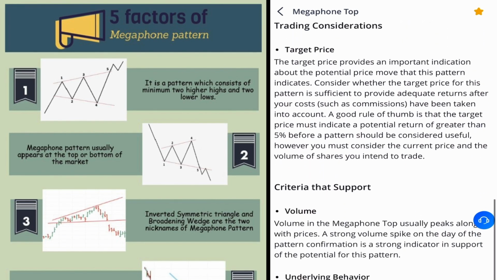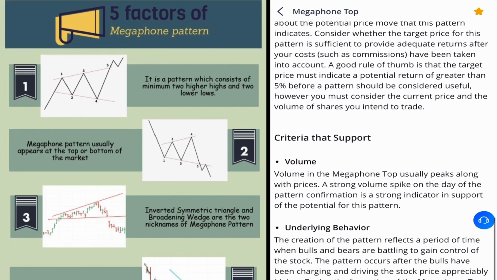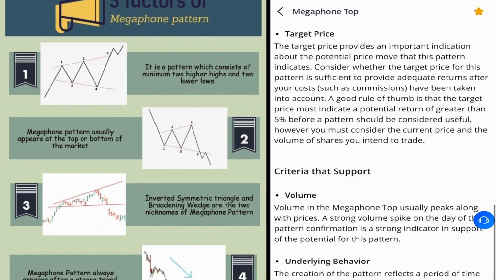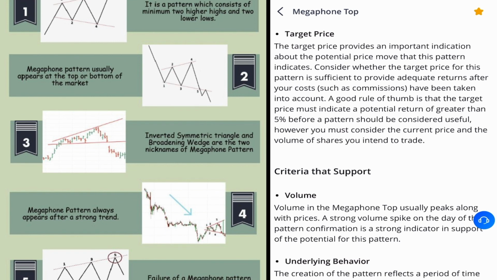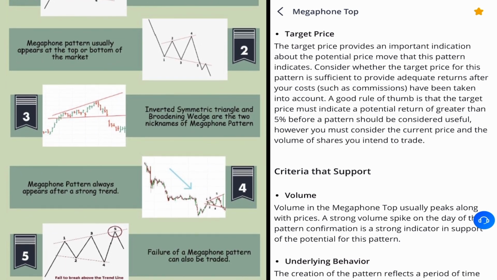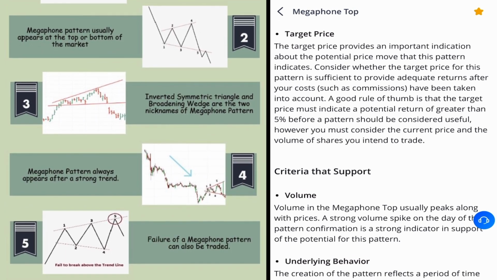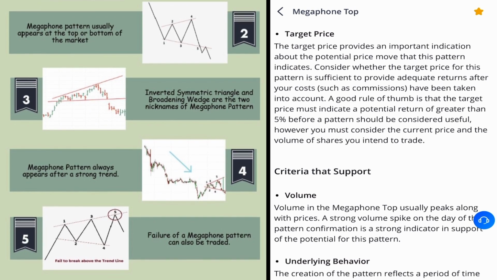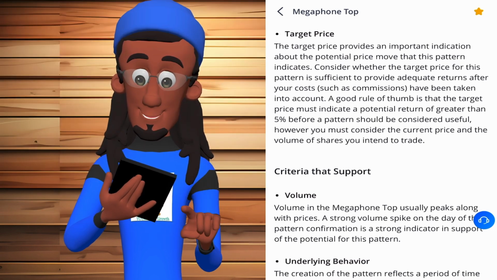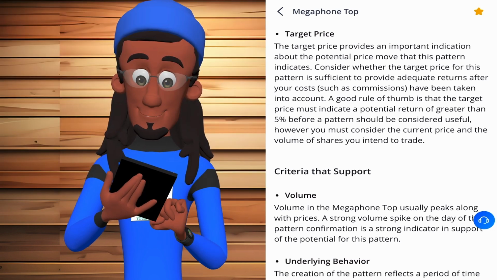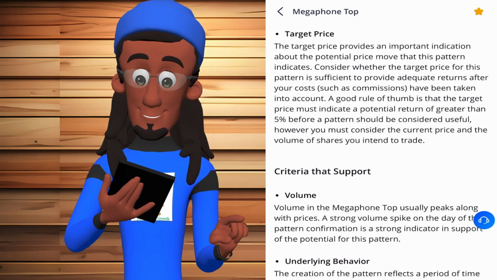All right, so target price. Let's read this. The target price provides an important indication about the potential price move that this pattern indicates. Consider whether the target price for this pattern is sufficient to provide adequate returns after your costs, such as commissions, have been taken into account. A good rule of thumb is that the target price must indicate a potential return of greater than 5% before a pattern should be considered useful.